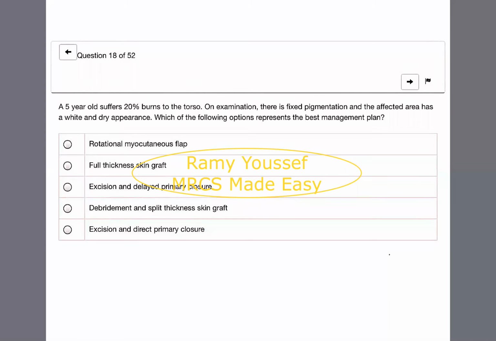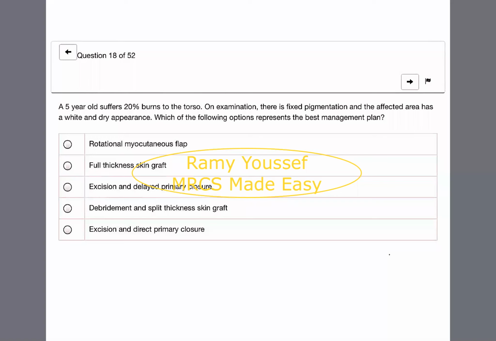You're going with D. Yeah, because this is pigmentation and white. It's a grade 3, I think. So this needs debridement at first, because this is dead tissue and dead skin, and it needs splitting. Exactly.